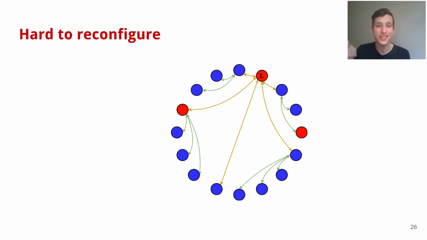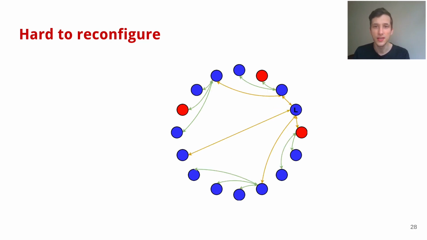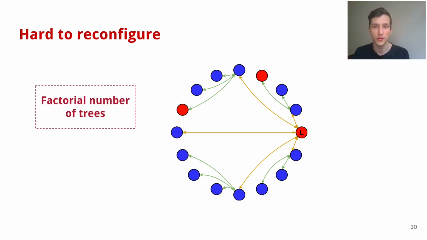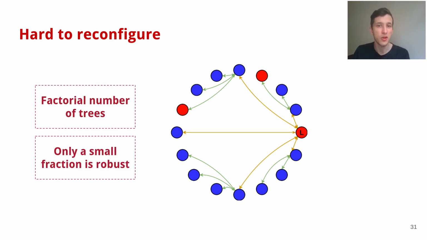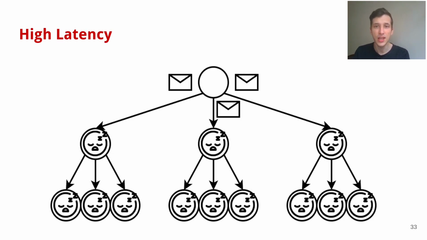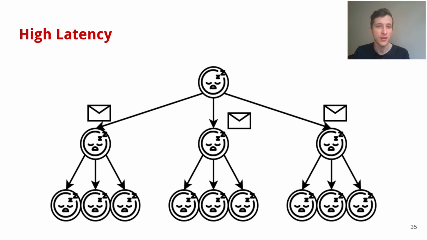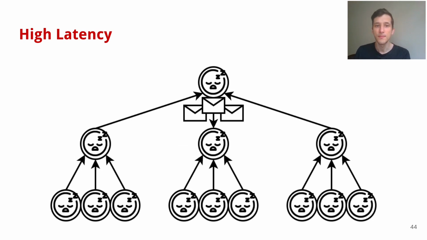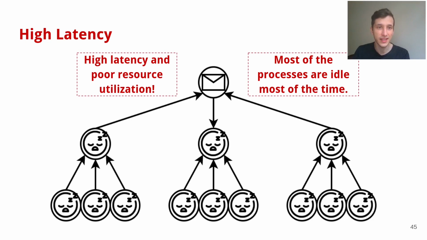In the case of a failure, it is not enough to just switch the leader, as there's a high possibility that even after F attempts, no robust configuration is found, as there's always either a faulty internal or root node. And this is especially complicated as there's a factorial number of trees, where only a small percentage of those are actually robust. In terms of latency, while the message travels through the system, the majority of the nodes are going to stay idle for the majority of the time. As such, the approach suffers from high latency while also having very poor resource utilization. And that's exactly what Kauri attempts to solve.